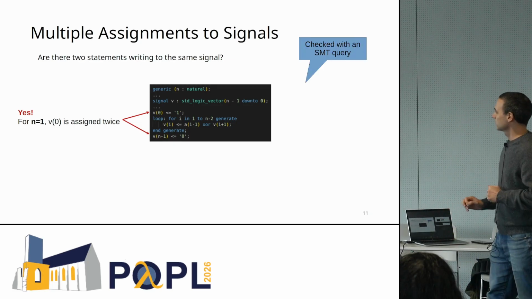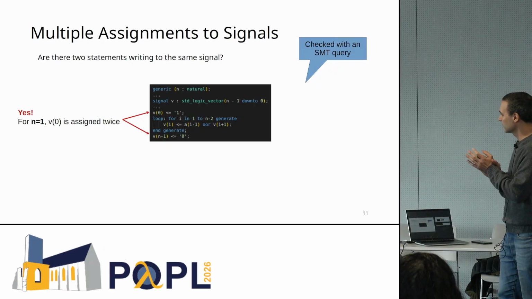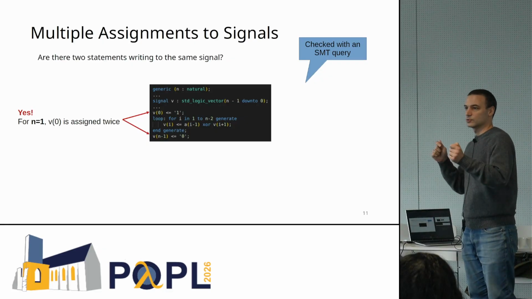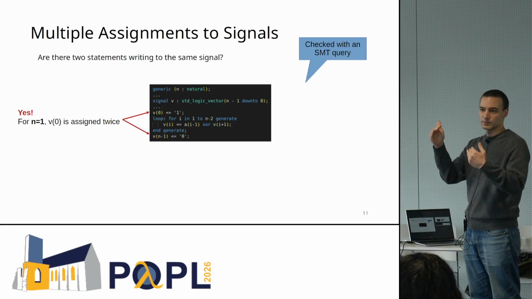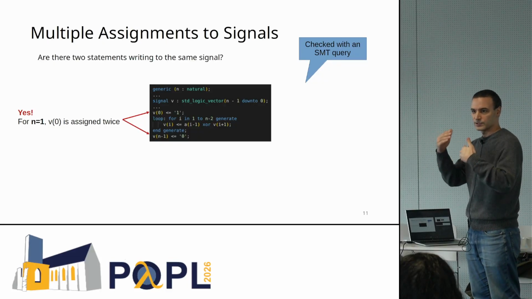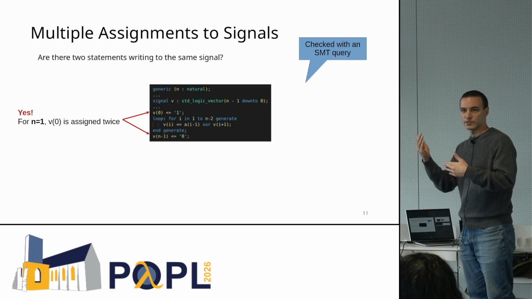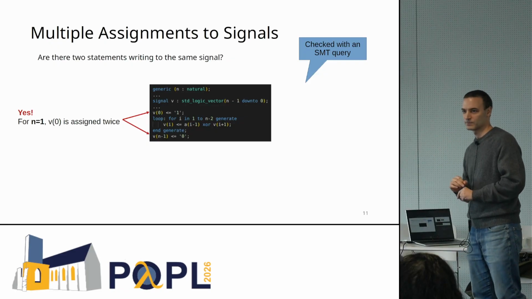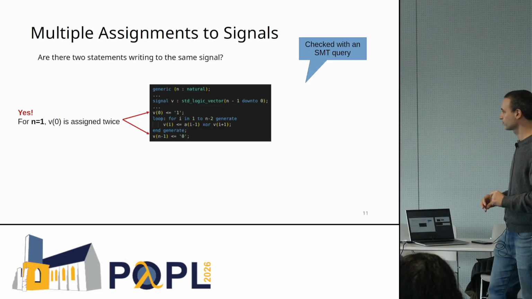Again, I'm not going to show you the query, but we write this SMT query to check this. So basically, we go over all pairs of statements writing to the same vectors and check if for some values of the generics and for some loop index values, it is possible that they write to exactly the same signal.